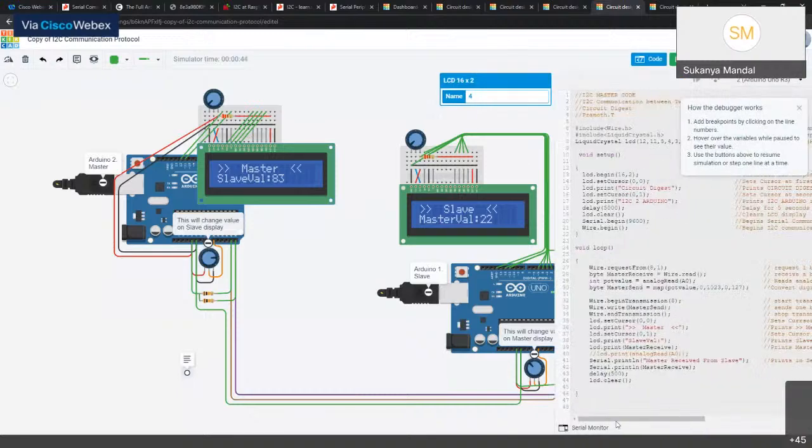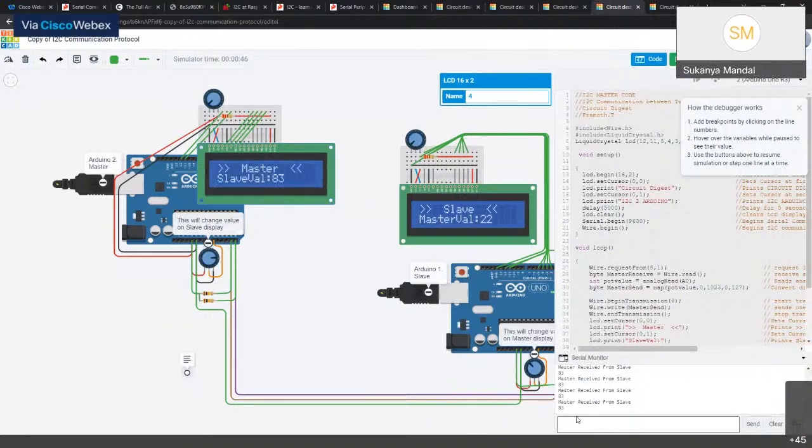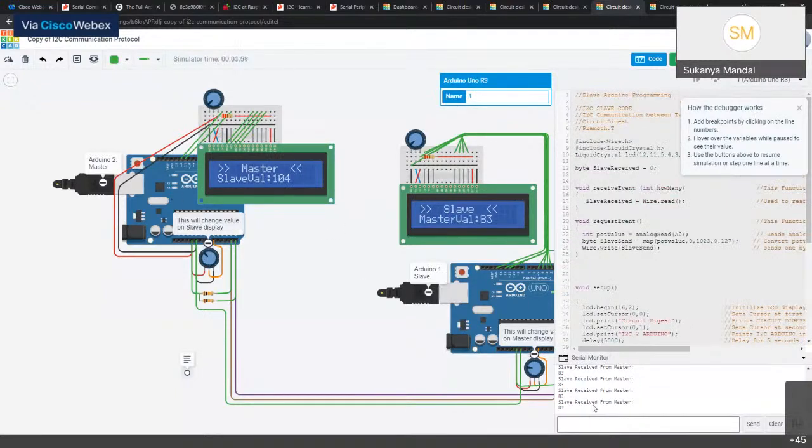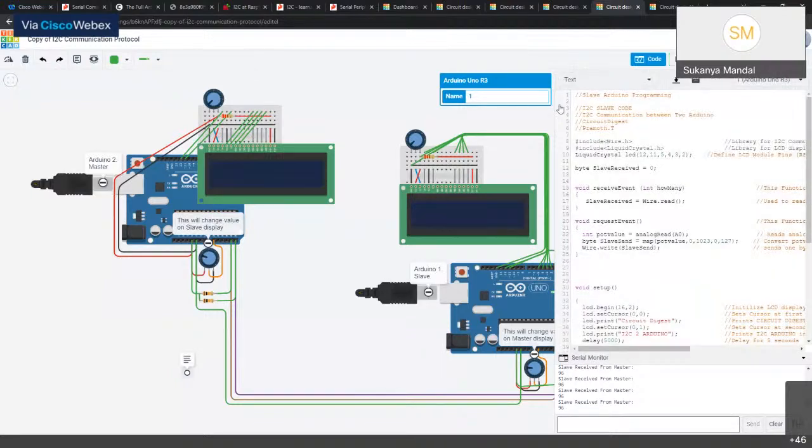If you still want to see the serial monitor, so you see master received from slave 30, master received from slave 104. Then we see, okay, so now this is the master monitor. Now on the slave side, if we changed, it says slave received from master 38, slave received from master 96. So this is how it gets plotted on the serial monitor.